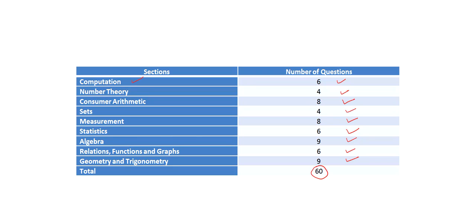Okay, so as you can see, the bulk of the questions would be on geometry and trigonometry, algebra, and measurement, as well as consumer arithmetic. Okay, so I'm going to go through some topics in particular that you should pay attention to. The first topic I'm going to look at is sets.